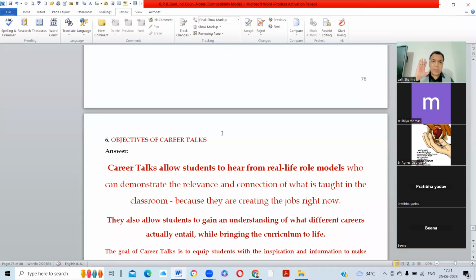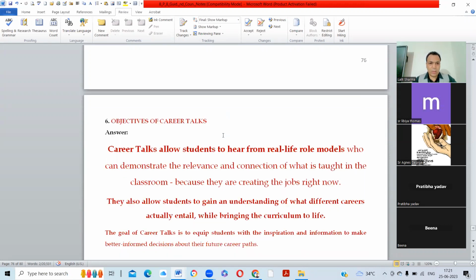And see, how many years ago Rabindranath Tagore said that a teacher is a friend, philosopher and guide, right? So guys, you should have the knowledge of all three fields. Only then can you expect good results from the student. And what are career talks? This question came last year.